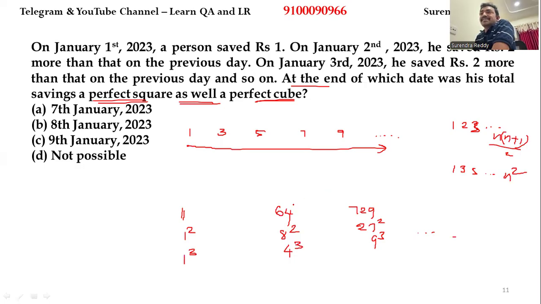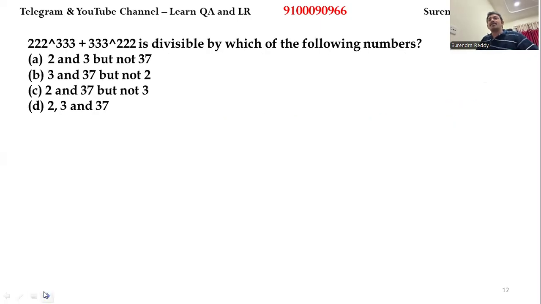Since you're looking for 64, which is nothing but 8 square, nothing but on 8th January, we are going to have this. You can count manually also. So in this way, we can try to work out the PYQs of CSAT. Okay, let me wind up.